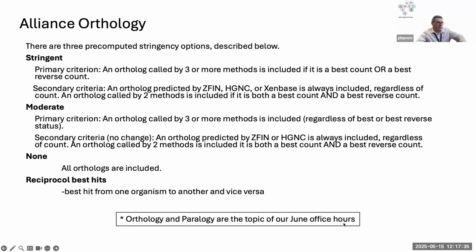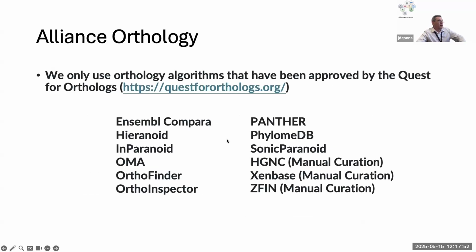Another point here, the next office hours, next month in June, is going to be on orthology and paralogy at the Alliance. So I'm guessing this will be one of the topics they talk about there. I would recommend, if you're interested in this, to go to that next office hours in 1 month. We use only orthology algorithms that have been approved by the Quest for Orthologs, and I just listed out the algorithms that are used. You can see the 3 manual ones down on the bottom right, and these are the algorithms to get that, if 3 or more.